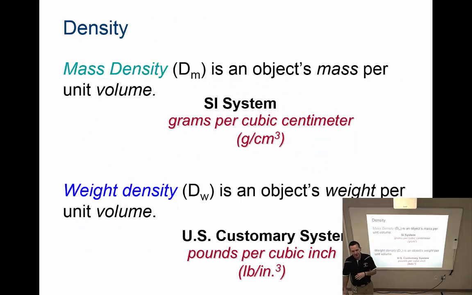So let's talk about density then. Mass density is an object's mass per unit of volume. So if we're using mass to calculate the density, we're using mass density, as compared to weight density, which is an object's weight per unit volume. In the SI system, we would be using grams per cubic centimeter, whereas in the US customary system, it would be pounds per cubic inch.